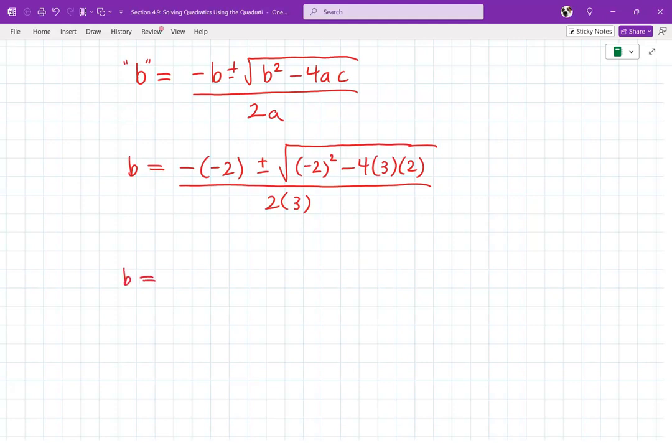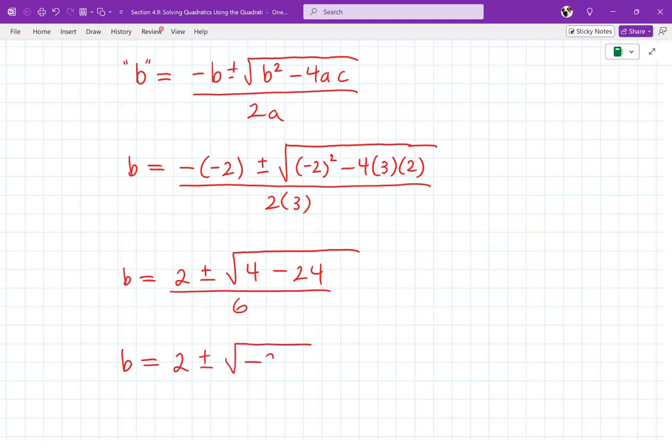So, b is equal to positive 2 plus or minus the square root of, now negative 2 squared, that's 4. And then negative 4 times 3, that's negative 12, times 2, that's negative 24, over 6. Okay, so now that we have that, let's go ahead and simplify a little bit. So b is equal to 2 plus or minus the square root of negative 20 over 6.